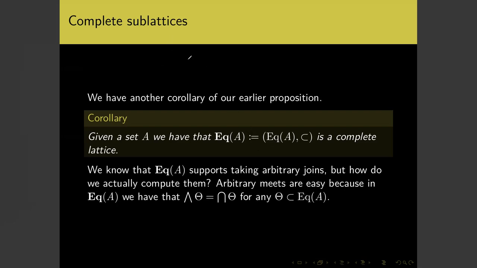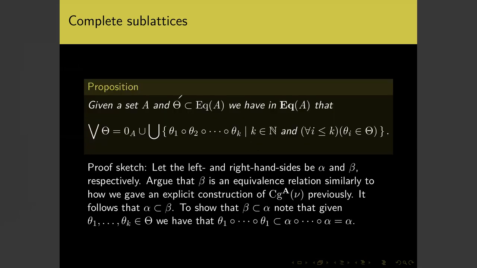Okay, so how do we do this? Well, it turns out that if we have a set A and some collection of equivalence relations on it, then this arbitrary join of these equivalence relations in this lattice is, we take this relation zero, which, remember, has all of the pairs (a, a) for a in A. It's the diagonal or the trivial equivalence relation.